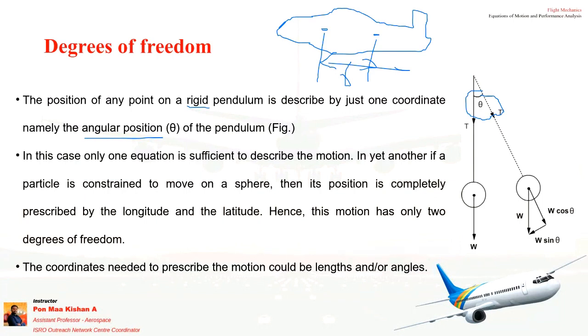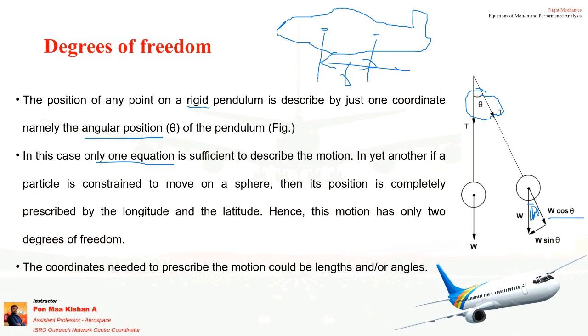So in this case, only one equation is sufficient to describe the motion. If we know how much the displacement is, we can calculate accordingly by resolving the weight of the pendulum, by resolving the forces. Here also it will be theta. Resolving, it will give W cos theta and W sin theta. So only one equation is sufficient to describe the motion.